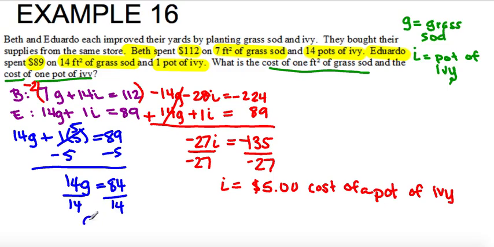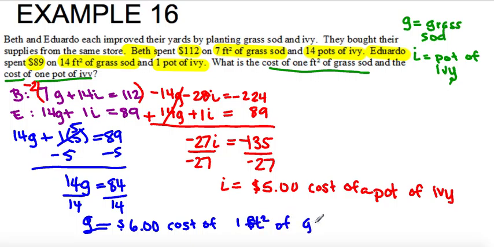So I have g equals 84 divided by 14 is $6. And it's the cost of 1 square foot of grass sod. Okay, so those are your two answers.